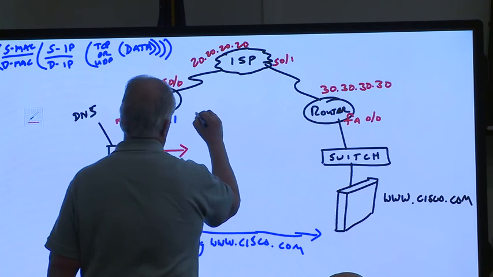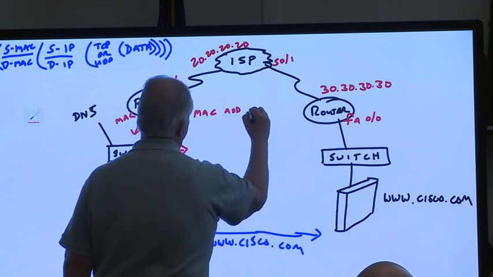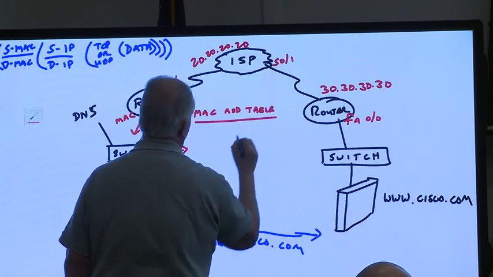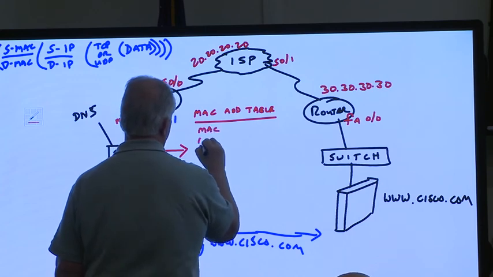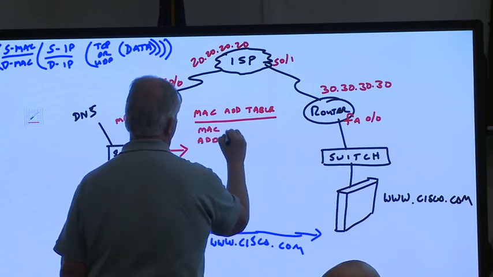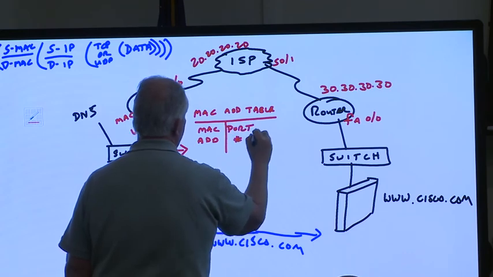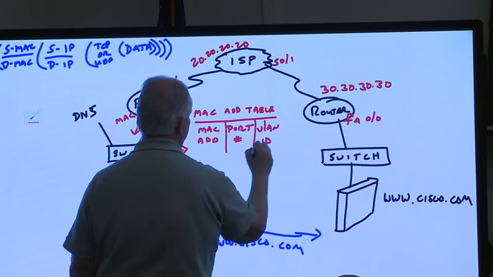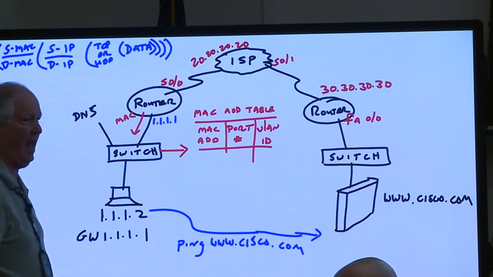We have the MAC address table. There are 3 things in the MAC address table. I bet one of them is going to be my MAC address. Anything else it might have? Port number. And finally, the VLAN ID. Which VLAN am I in? All that information is going from the switch into the MAC address table.